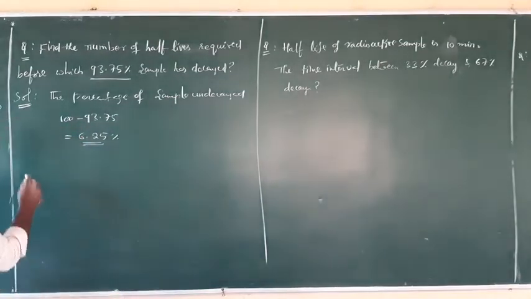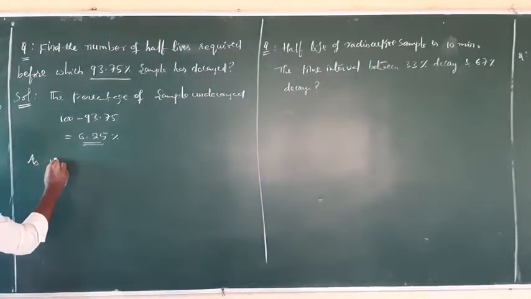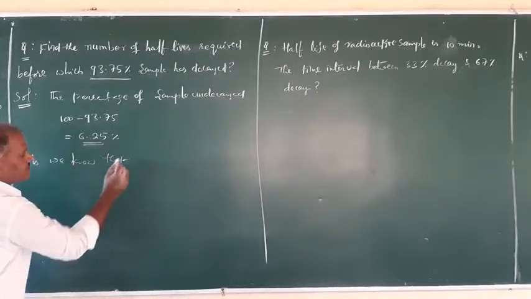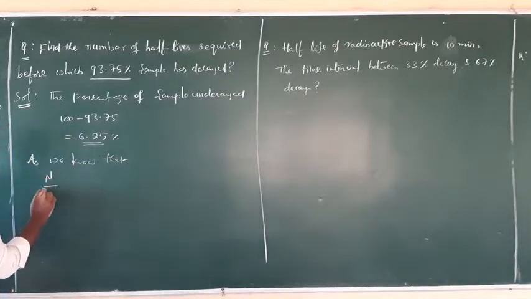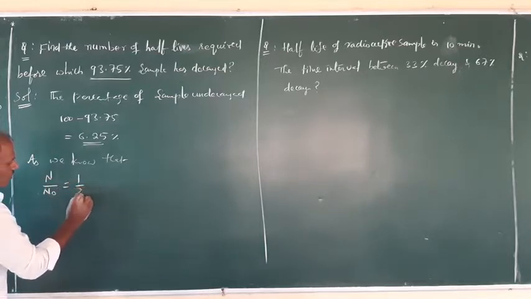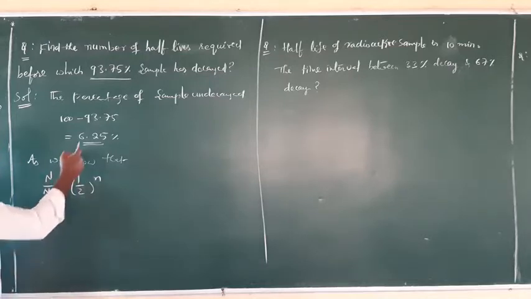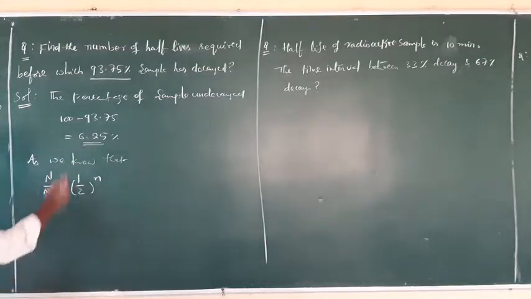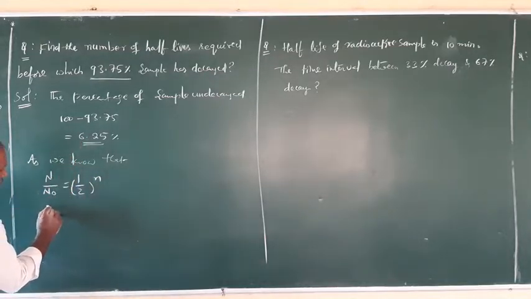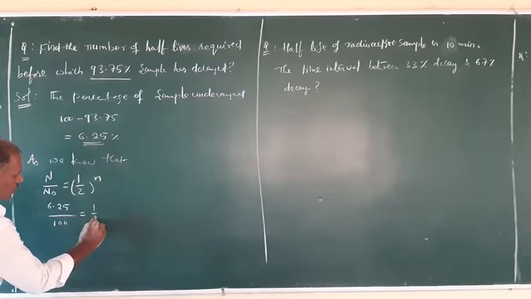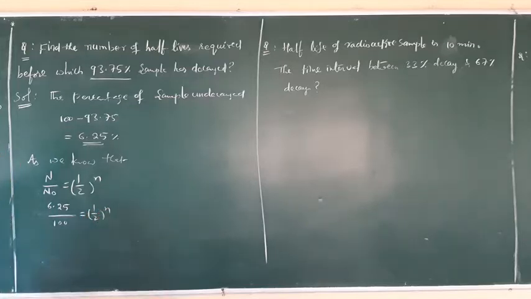We know this equation: N upon N naught is equal to 1 by 2 power n. This N by N naught is nothing but this percentage as a fraction. That means you can write 6.25 upon 100 is equal to 1 by 2 power n.